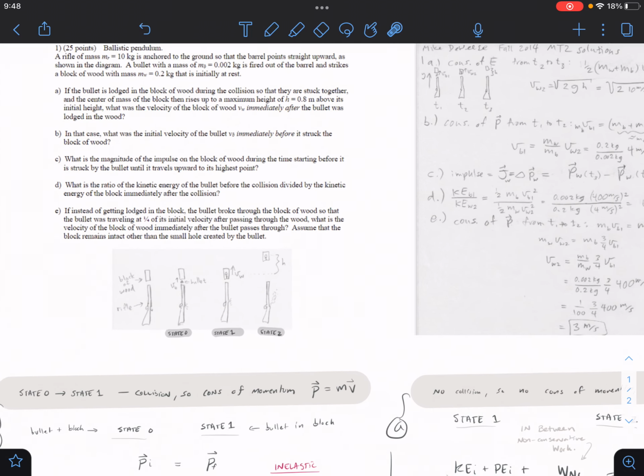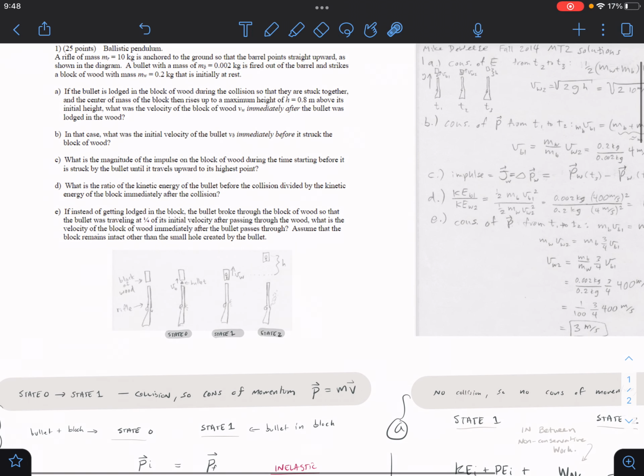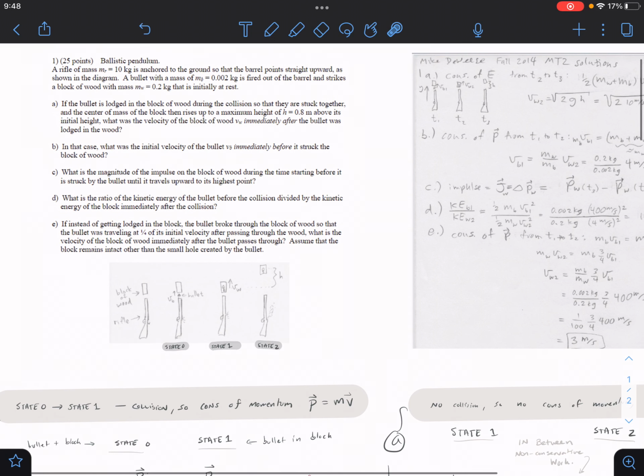Okay, so in this problem, we have a gun firing a bullet, and the bullet's released from the gun. It ends up stuck in this block of wood, and then it's going to rise up some certain height in the air. Let's talk about a systematic way to deal with what's going on. So this is conservation of energy and conservation of momentum.